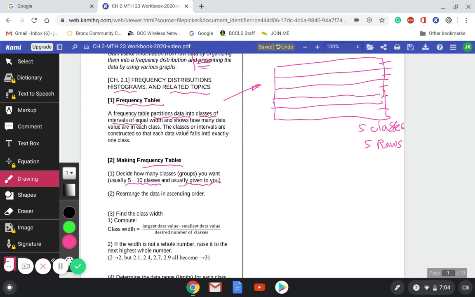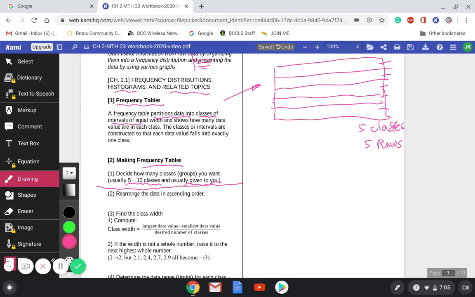If it's more than 10, it's too many. Unless it's needed, they usually try to limit it to 10. And again, it's usually given to you. So that's before you do anything to make a frequency table. Number one, you have to decide how many classes you're going to have, or they will give you how many classes they want.